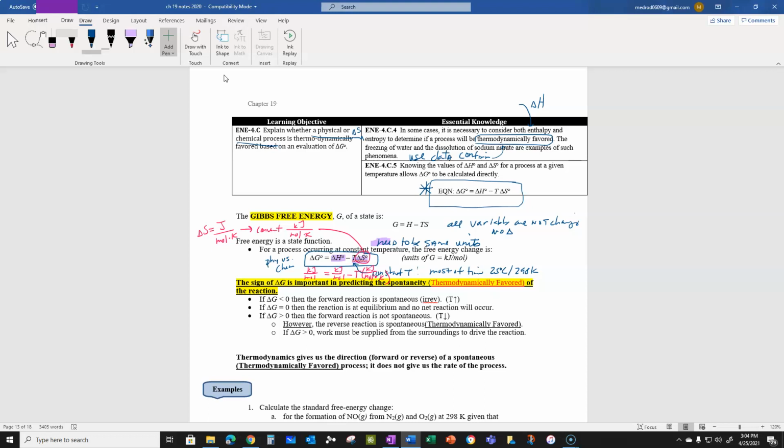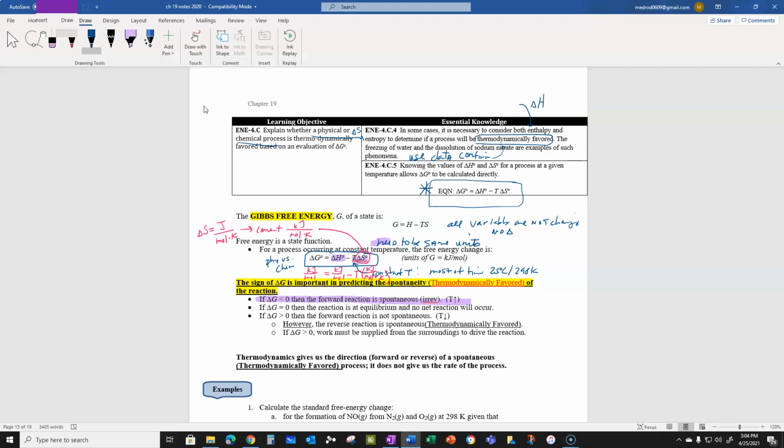The sign of delta G is important in predicting the spontaneity, whether it's thermodynamically favored. Use those big words. Make sure you spell them correctly too. That's the one we want. We want delta G to be negative. And that means a lot of things. Delta G negative in the forward direction is thermodynamically favored. And we already know from the second law of thermodynamics, entropy is always increasing for the universe. So this irreversible right here has to do with the second law.